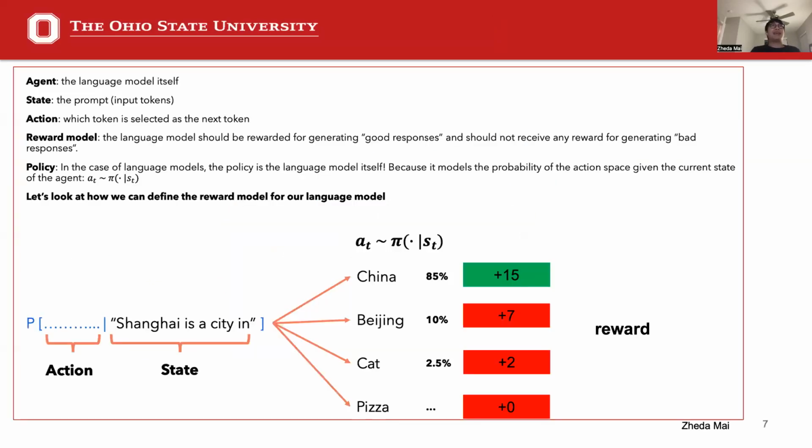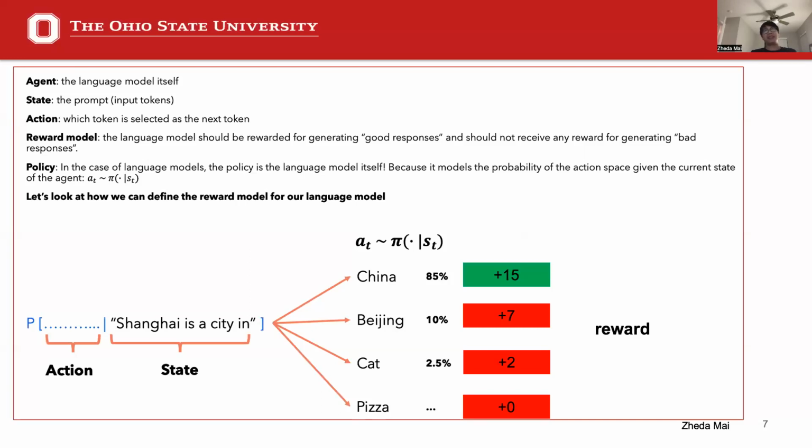In a language model, the agent is the language model itself. And the state is the prompt, or we call it the input tokens. And the action is which token is selected as the next token. In terms of reward, the language model should be rewarded for generating good responses and should not receive any reward for generating bad responses. In terms of policy, the policy actually is the language model itself because it models the probability of the action space given the current state.